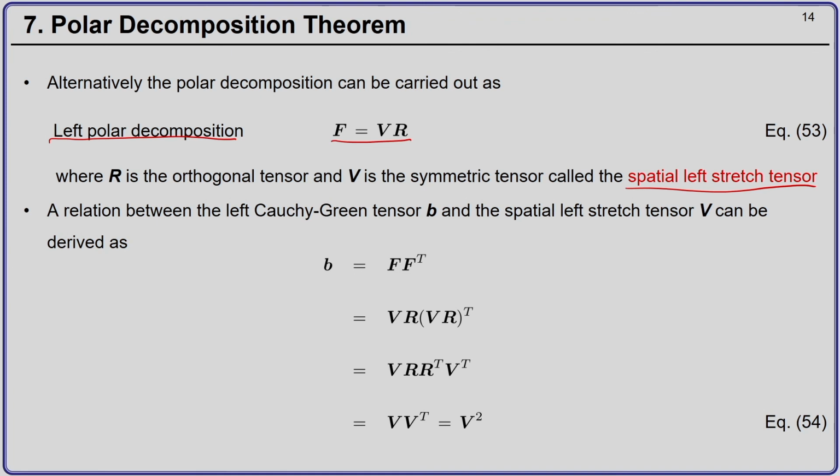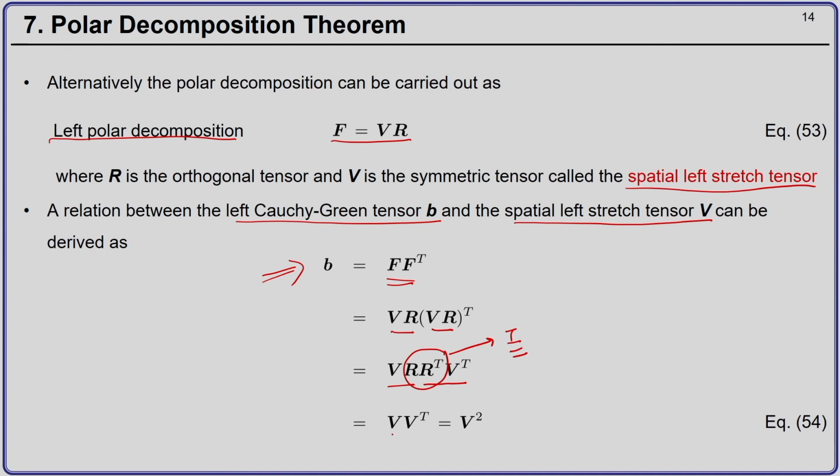As we had done in the previous slide, we can find a relation between the left Cauchy-Green tensor B and the left stretch tensor V. We know that B is F F transpose, and F from equation 53 is VR. So, if you substitute F as VR here, we get VR into VR transpose. VR transpose is nothing but R transpose V transpose, and we have VR, and R R transpose is identity, because R is an orthogonal tensor.